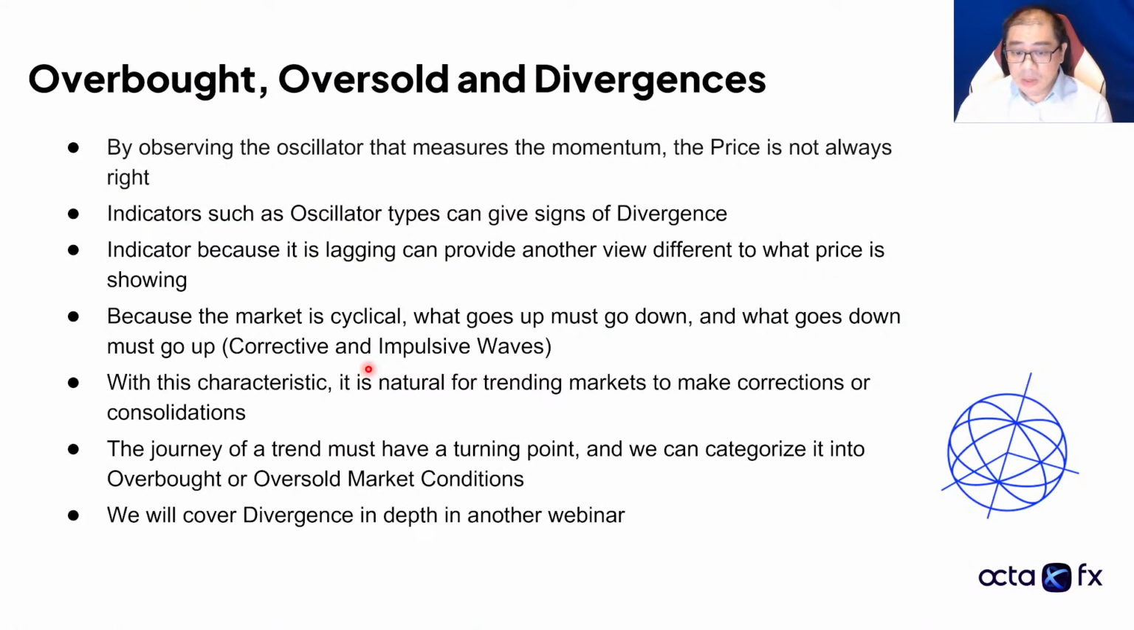Okay? So the characteristic is that it's natural for a trending market to make corrections or consolidate. The journey of a trend must have a turning point, and we can categorize that turning point into an overbought and an oversold market condition. Don't worry if you're still not clear about overbought, oversold. We're going to go through the oscillators one by one, and every single one of them has a different overbought, oversold condition that needs to be met. Okay?